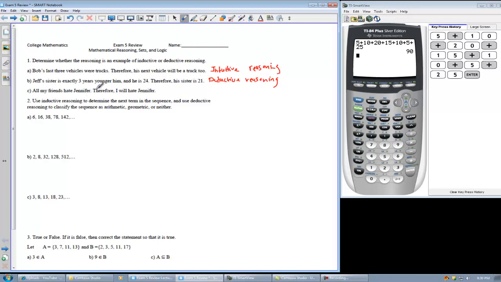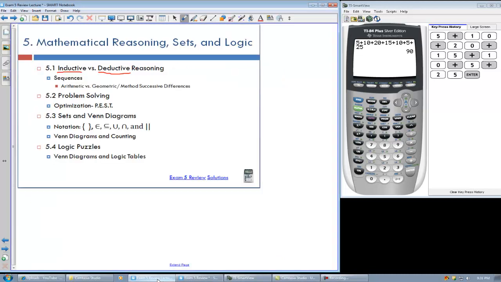21. All right, part C: all my friends hate Jennifer, therefore I will hate Jennifer. So this is an example of inductive reasoning. You're going from the specific cases, your friends, and making a conclusion. So inductive reasoning. All right, so that's how we work inductive and deductive reasoning. Then within this section, we talked about what are called sequences.